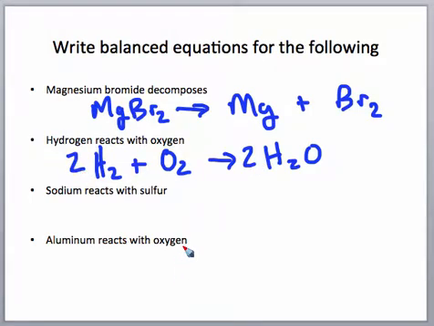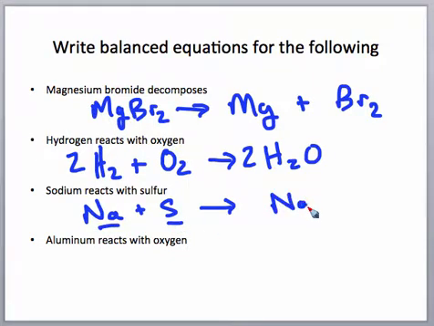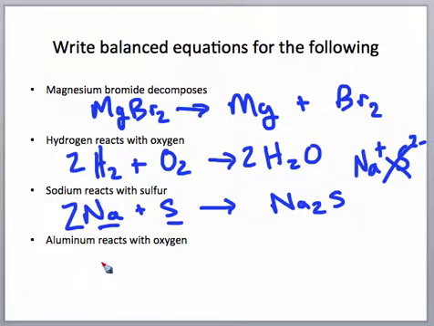We have sodium reacting with sulfur. Neither one of those are diatomic, so we'll leave them like that. It's a combination, 2 single elements. So when we bring sodium and sulfur together, we'll have the formula Na2S. The reason for that, sodium is 1 plus, sulfur is 2 minus, so when we crisscross, there you are. And we'll put a 2 there.